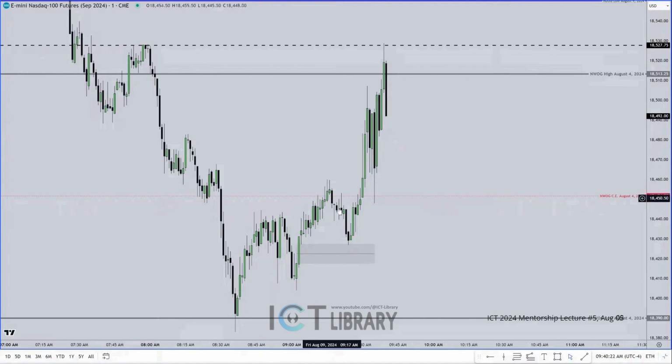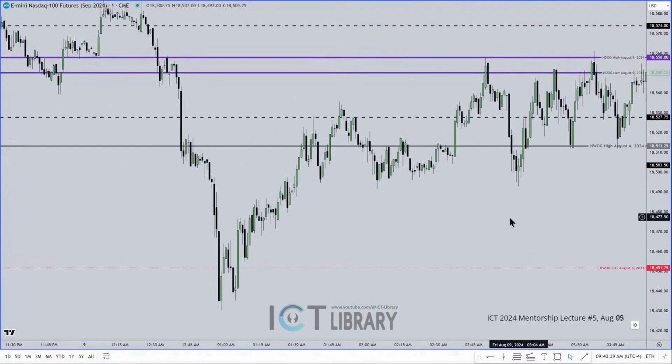Now from here, I want to see it trade above this high here. It does. And then we can react off of the consequent encroachment at the midpoint. And then it runs back up to, what is this level again? That is the initial sell side liquidity. Right. It was derived from there.